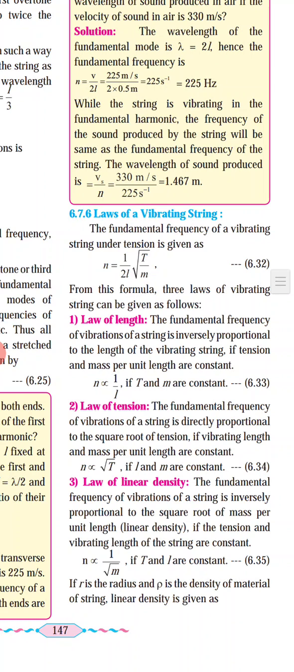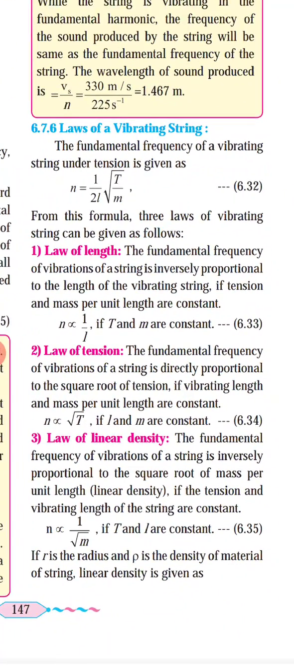See that the fundamental frequency of a vibrating string under tension is given by n is equal to 1 upon 2l under root T upon m. So the first law, the law of length: the fundamental frequency of vibration of a string is inversely proportional to the length of the string, if tension and mass per unit length are constant. Then n is inversely proportional to the length, where T and m are constant, or nl is equal to constant, that also you can write.